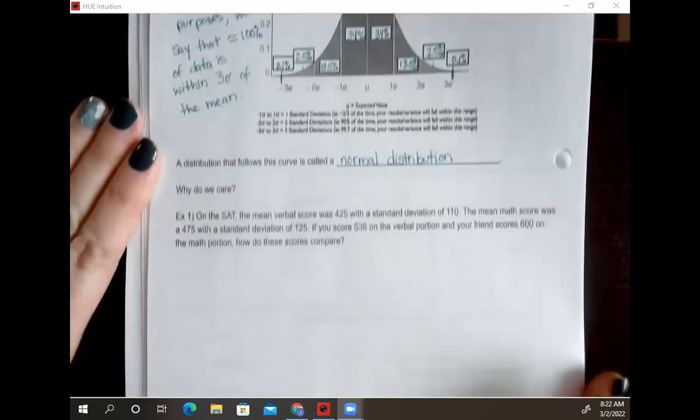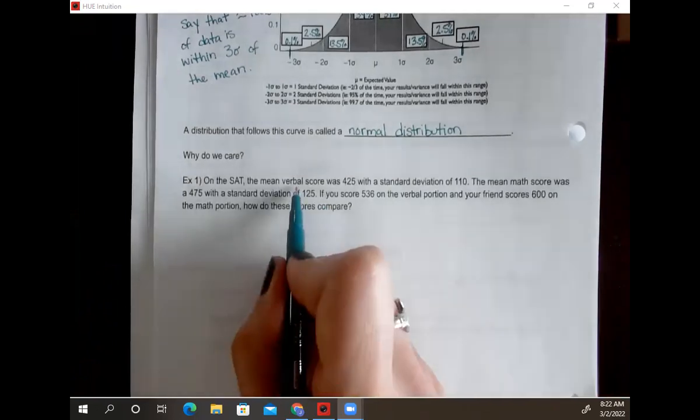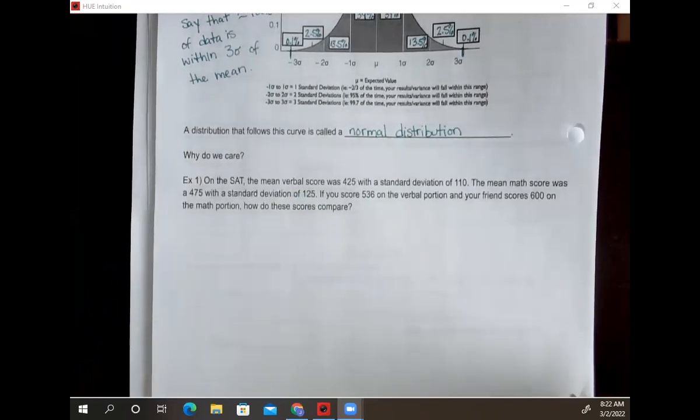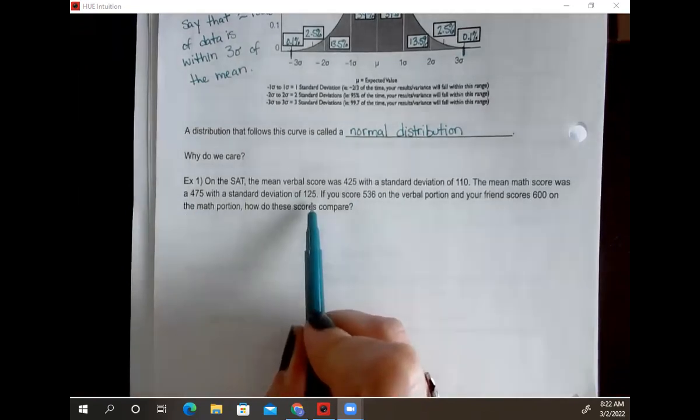An example of a normally distributed set that you are going to have some experience with before too long is the SAT. The results that we get are normative. It's a normally distributed set of results that we tend to get back. On the SAT, you've got different tests that you're going to take. Let's say the mean verbal score for a given year was 425 with a standard deviation of 110. And then you have a math test. Let's say the mean math score was 475 with a standard deviation of 125.